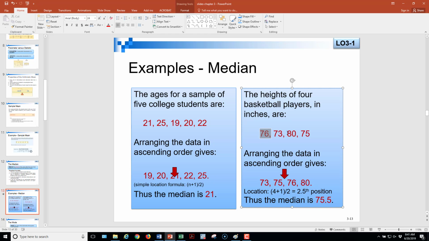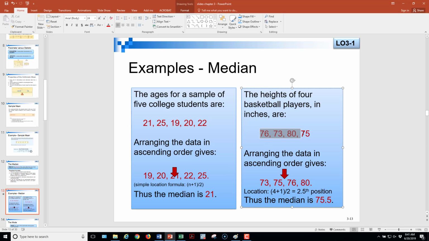However, when you have an even number of numbers, it is not as obvious. You can always find the location of the median by using the formula n plus 1 divided by 2. So if I have 5 numbers, where n is the number of numbers, 5 plus 1 will be 6, and then divided by 2 gives me 3. So the position of the median is position 3. 1, 2, 3, what 21 is.